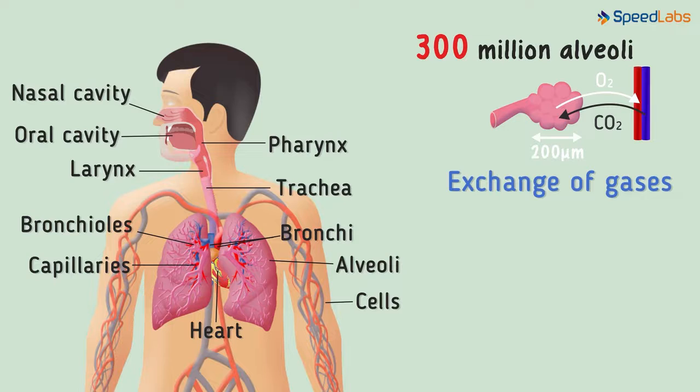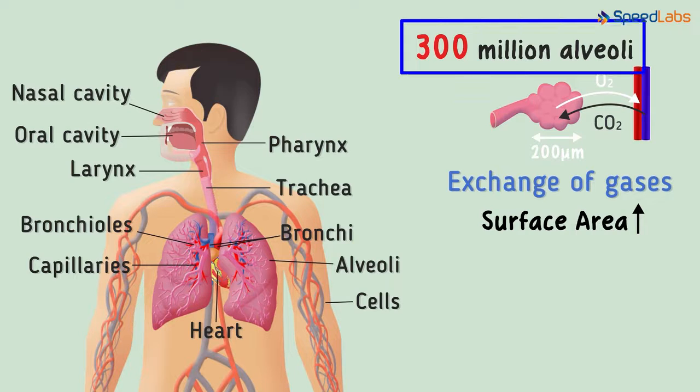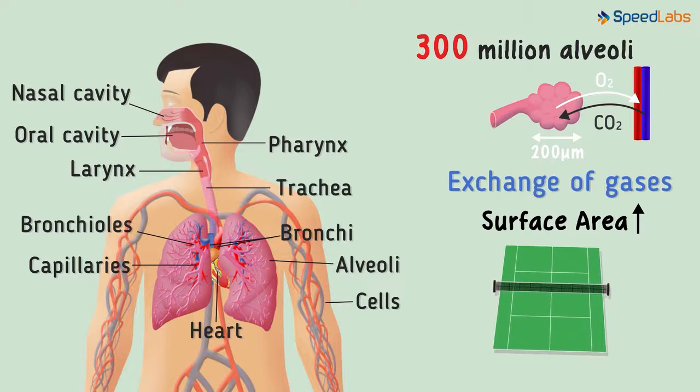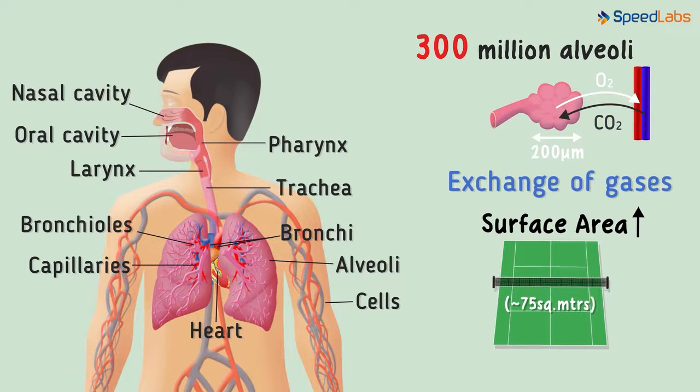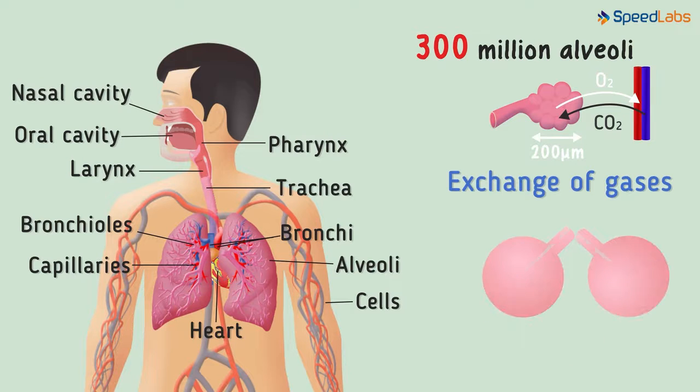But another important thing that they do is that they increase the total surface area within the lungs. The surface area where the oxygen and carbon dioxide are exchanged is massively increased. If all the alveoli in your lungs were spread out flat, they would cover the area of a tennis court, around 75 square meters. If your lungs were simply two large balloon-like structures, the surface area wouldn't be big enough for you to get enough oxygen for your cells.